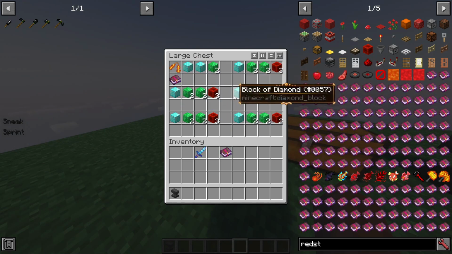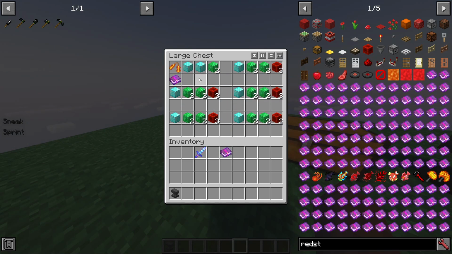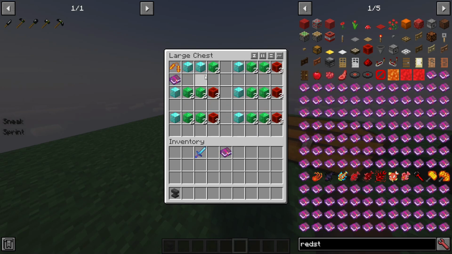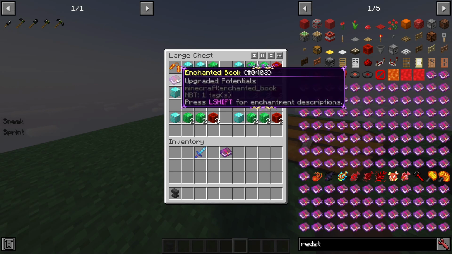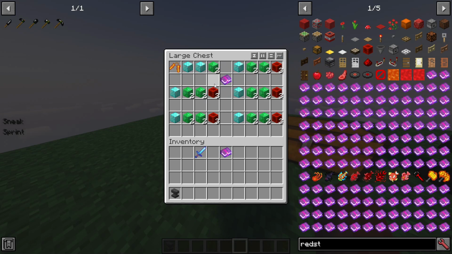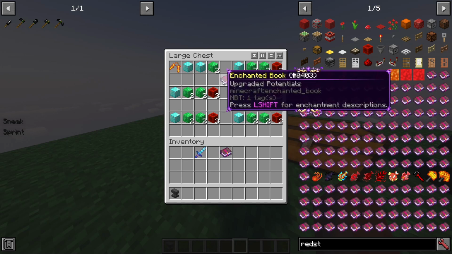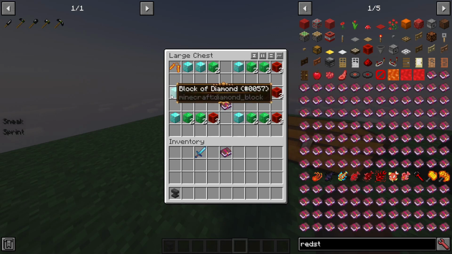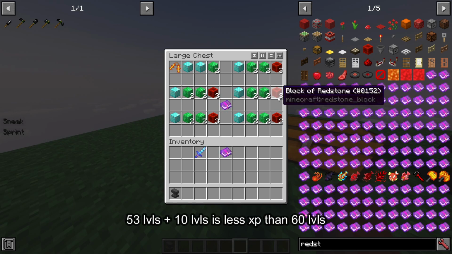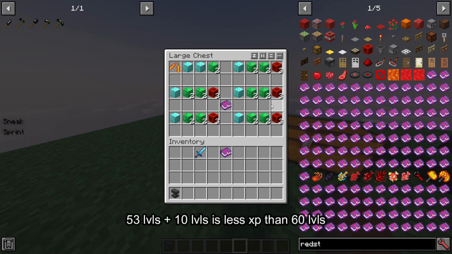Now if we put on Upgraded Potentials, that costs us 10 levels to save 7 levels. Which kind of doesn't make sense, but it still makes sense. It's kind of crazy because you put the Upgraded Potentials separately. You do this enchantment, you put on Upgraded Potentials, that's gonna cost 10 levels exactly, and then the next operation, which will cost a lot, will cost 7 levels less. So it might go from 60 levels to 53, which is a lot of XP saved.